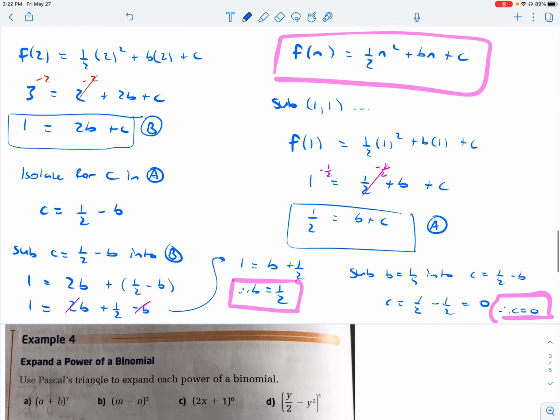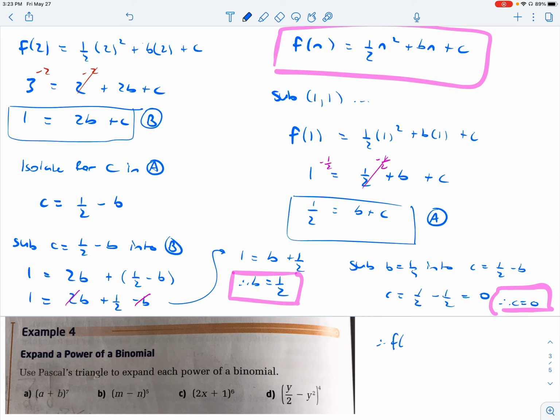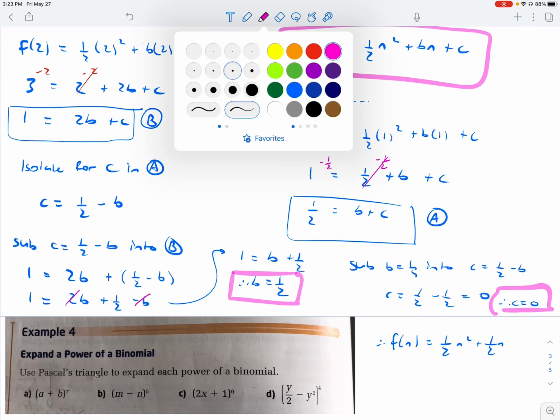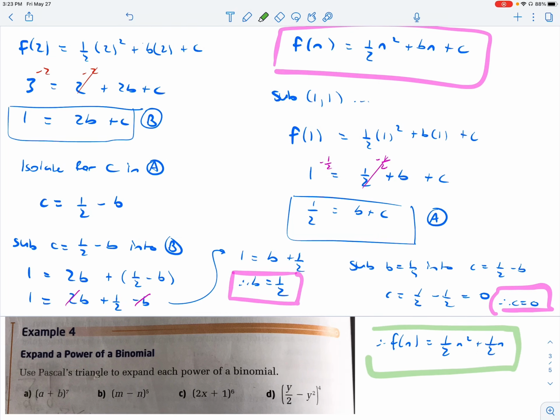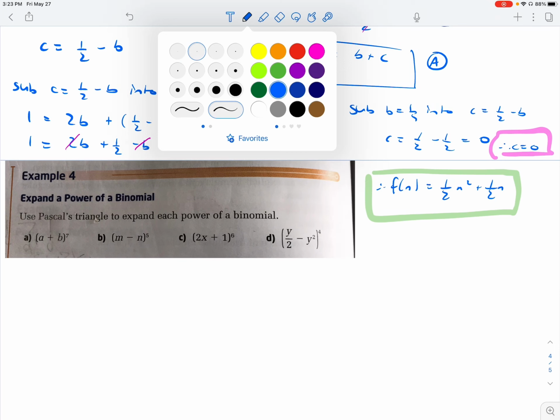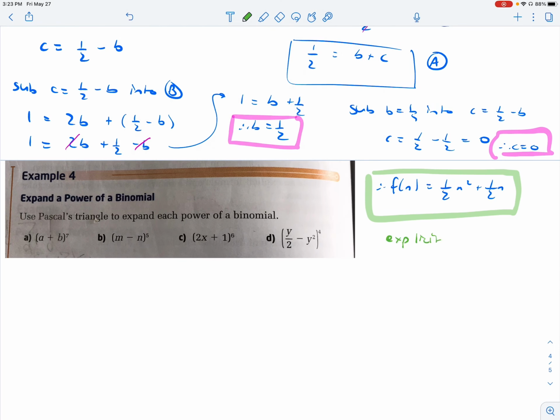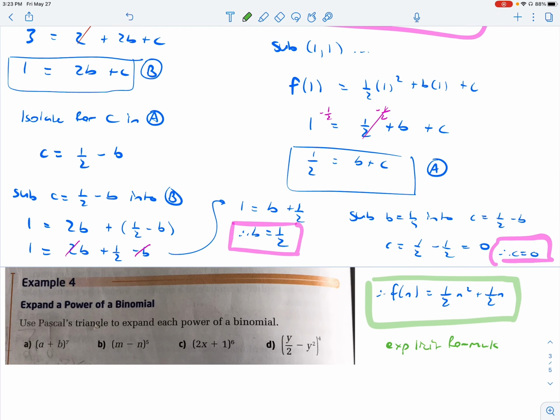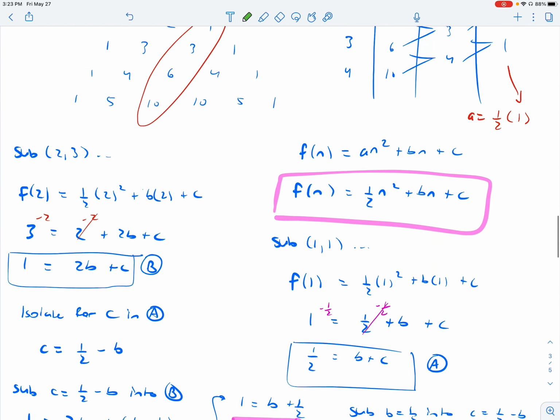Okay, so our final equation, we're going to have a half n squared. B is a half, so we'll have plus a half n. And then c is 0, right? So we don't need to write anything for that. I'm just going to highlight this one in green. And this is our explicit formula. Okay, explicit is always a little bit more challenging to get than the recursion formula. So we'll do that one next.